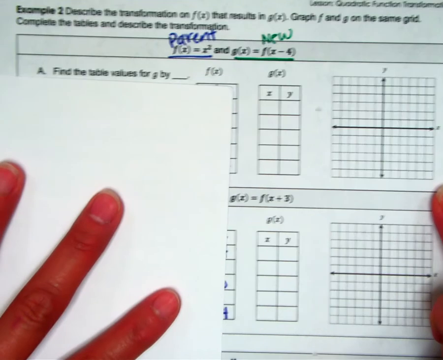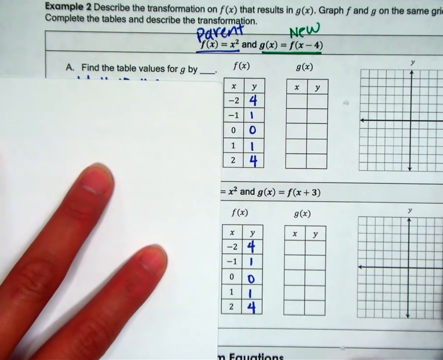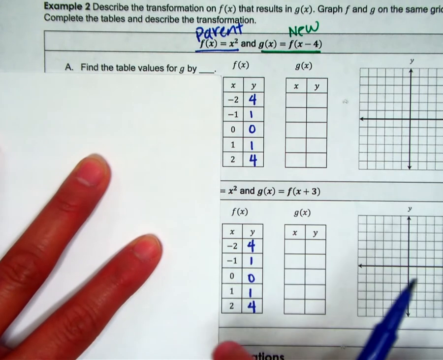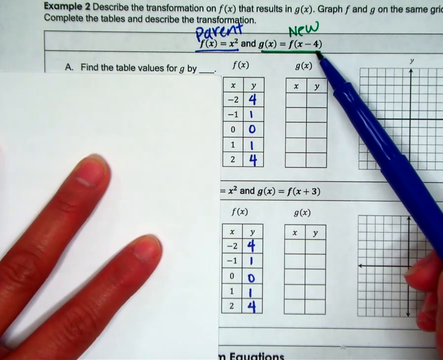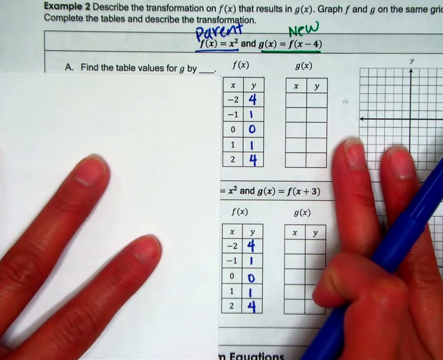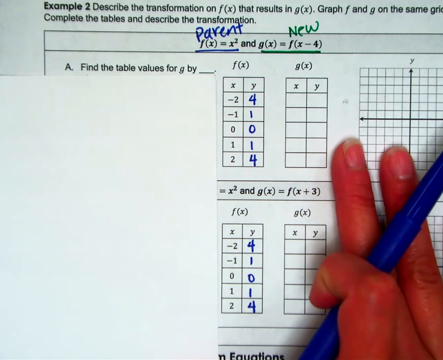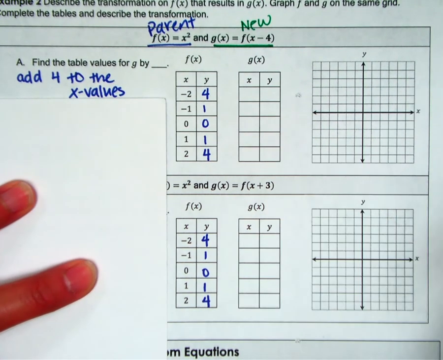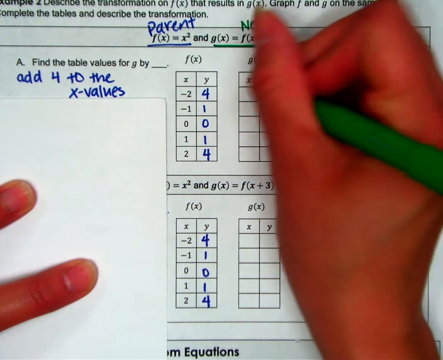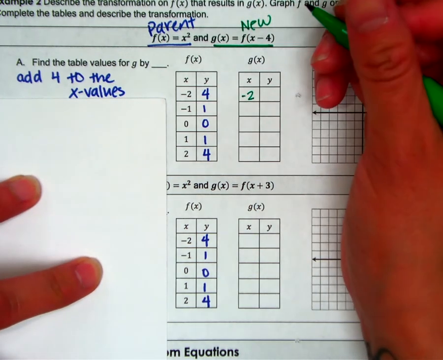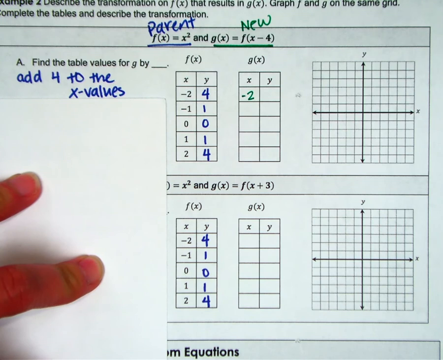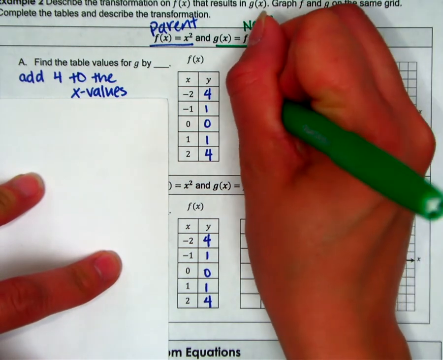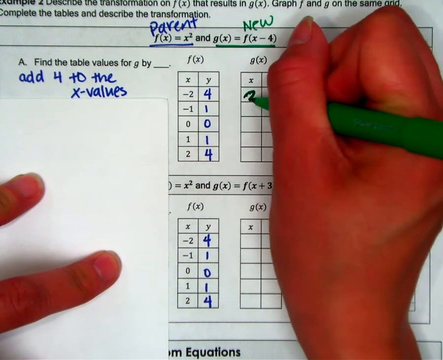So in order to identify, our table is still the same. Our x values here stay exactly the same. Our y values stay the same for the parent function. But now that we're applying a minus 4 on the inside of the parentheses, that's to the x values. So to find the table of values for g, we're going to add 4 to the x values. Remember, it's the opposite sign of what's in here, so we're adding 4. So when you add 4, I'm sorry, your x value should not stay the same. So this should be a positive 2 because negative 2 plus 4 is positive 2.